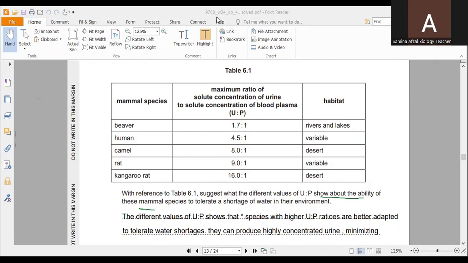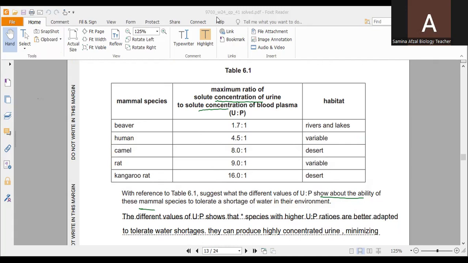If the ratio of the solute concentration of the urine to the solute concentration of the blood plasma is high, it means the urine is more concentrated, reflecting a greater water conservation. Water should be conserved in that case. You can say the urine is very thick.